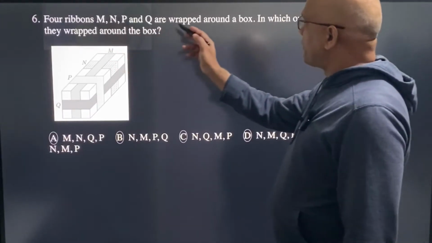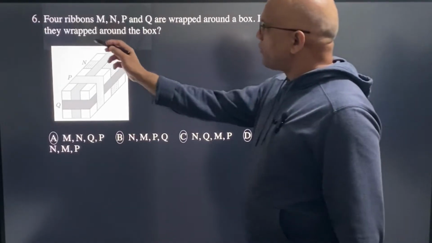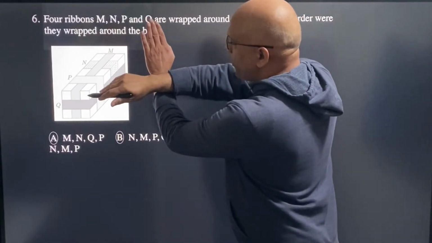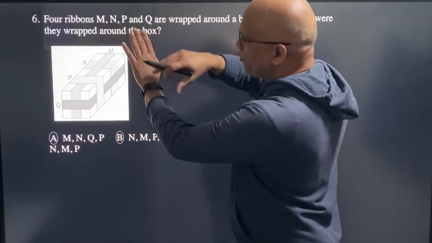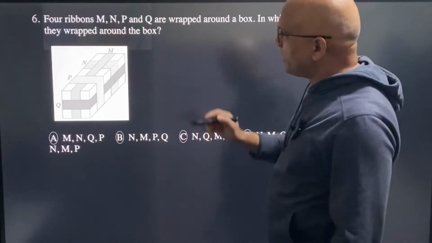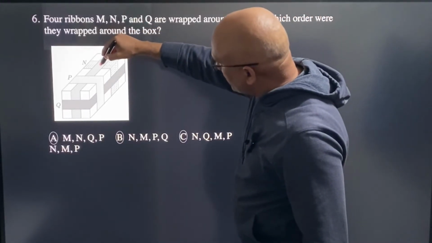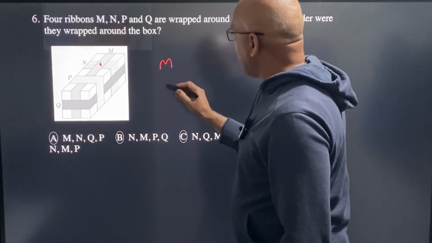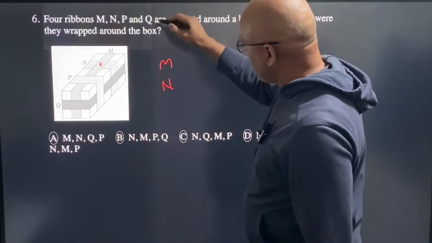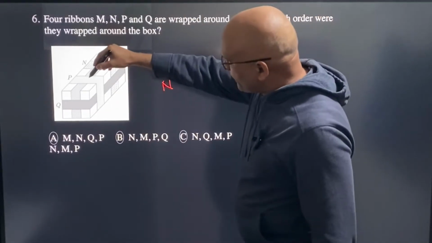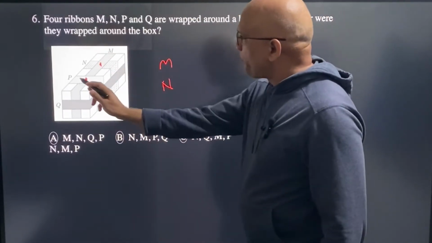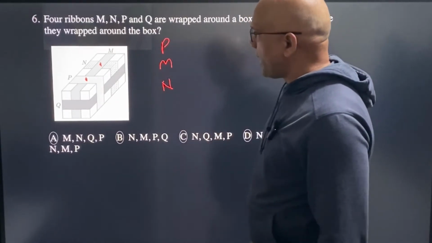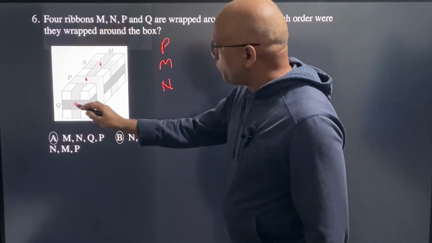4 ribbons are wrapped around a box. In which order were they wrapped around the box? So the ribbon that is on top is going to cover the ribbon that is on the bottom wherever they overlap. So let's keep that in mind. If I take a look at this point here, m is on top of n, so I write m on top of n. I write it in this order. And then if I take a look at this point here, p is on top of m, so p is on top of m.